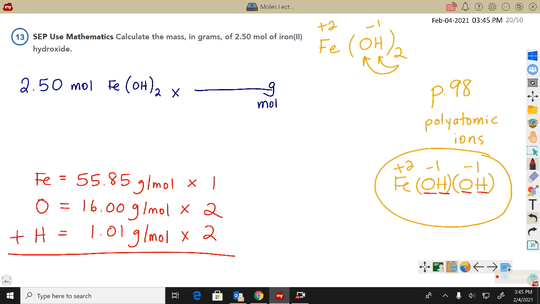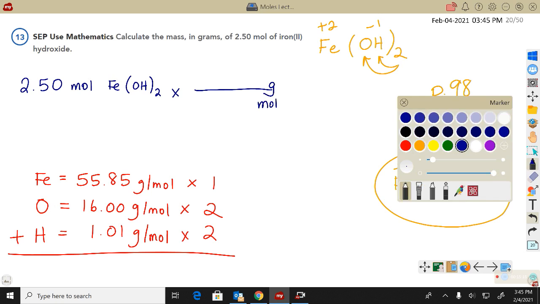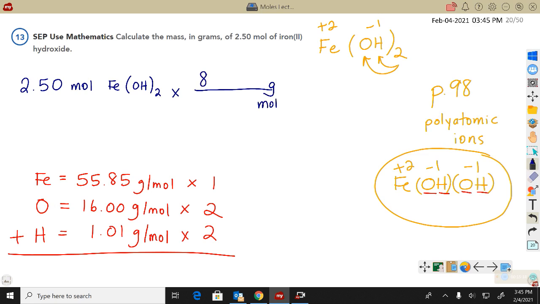So I've got my 55.85 plus my 2 oxygen and 2 hydrogen. Awesome. So I got my molar mass. I'm looking at about 89.87 grams for 1 mole. That's the definition of molar mass. When you use the numbers on the periodic table, grams per mole, it's like grams per 1 mole. Awesome. We're good to go. I got moles on the top, moles on the bottom. Those will cancel, and I just multiply across the top. 2.5 times 89.87.